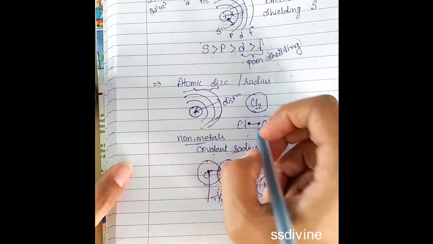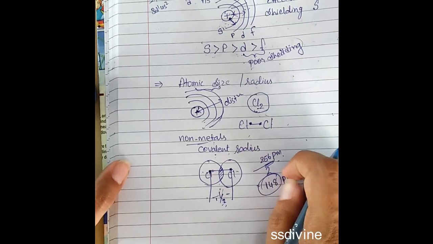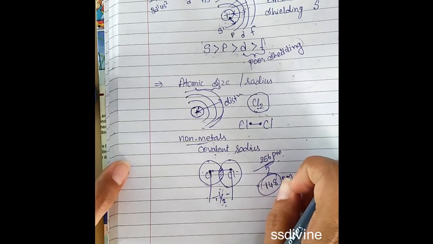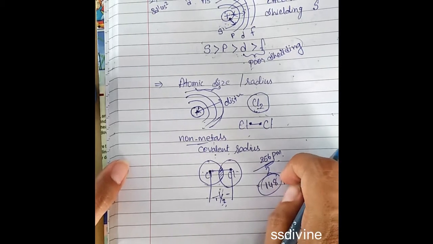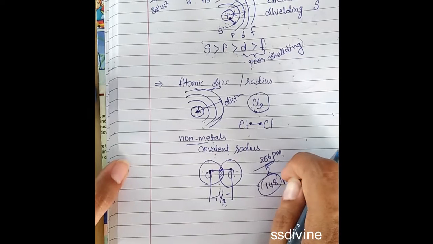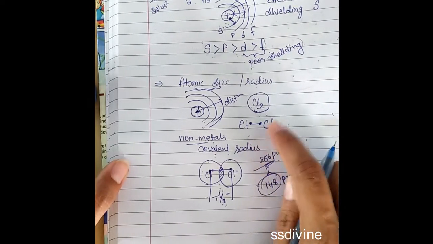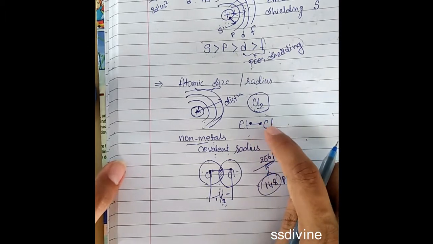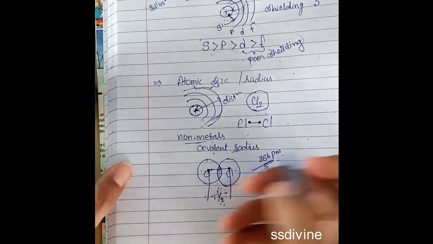Actually the radius should be calculated according to the definition. It is shown that in neutral isolated gaseous atom, so we know that only one atom cannot exist. For an example, if we are talking about chlorine, one single chlorine atom cannot exist. It is formed in diatomic form, right? So we just have to take the form in which they are obtained. So non-metals will give covalent radius.